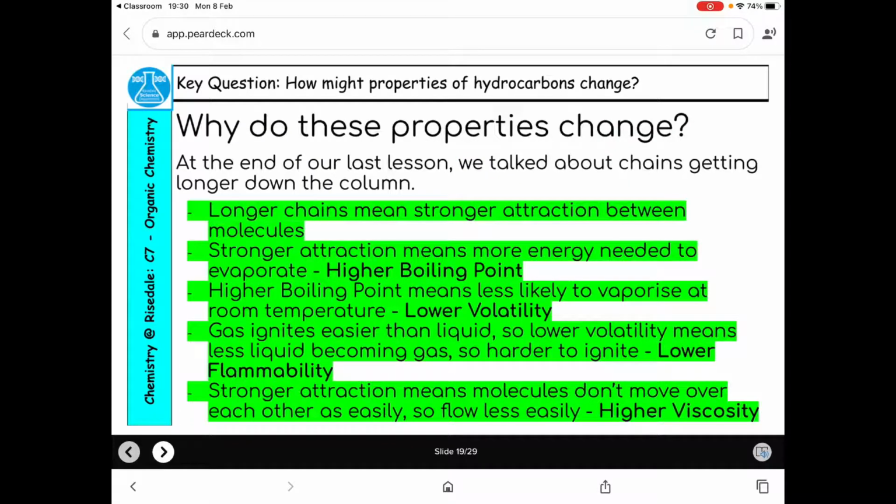Okay. Why do the properties change? So it all really comes down to chain length. Stronger attractions mean more energy is needed. So longer chains have stronger attractions between the molecules. They have stronger intermolecular forces. And these stronger attractions need more energy to be able to break them. So that's why there's a higher boiling point. They can't evaporate because these forces are stronger between the different molecules. The higher boiling point means that it's less likely to vaporize at room temperature. So it's got low volatility. And that means lower flammability.